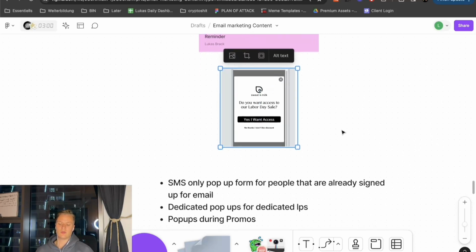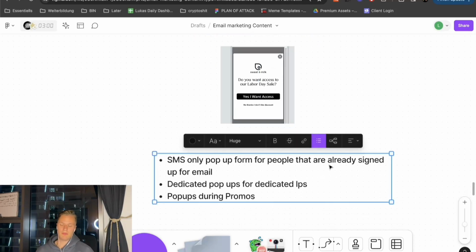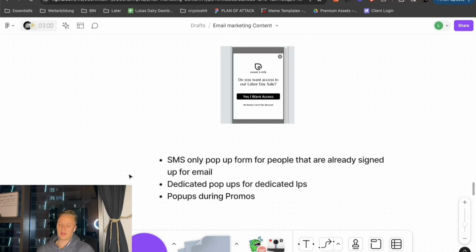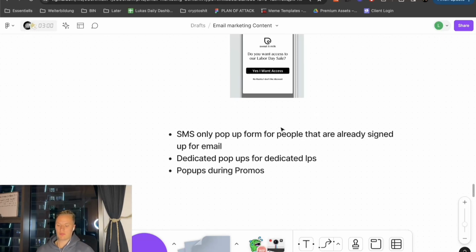Now let's take a look at a few more things. A bit of a golden nugget is what we implement if you have sufficient volume: you can set up a dedicated SMS only pop-up form for people that are already signed up for email but not for SMS. That's something to just collect more SMS. And then you can have dedicated pop-ups for dedicated landing pages and, as I said, pop-ups during promos.